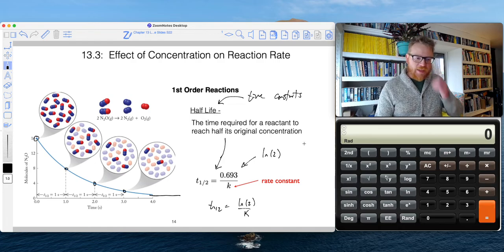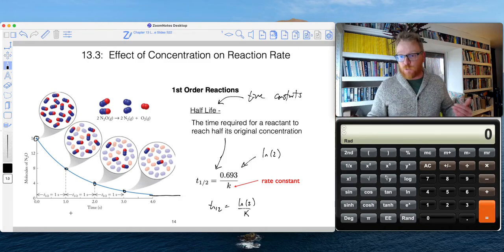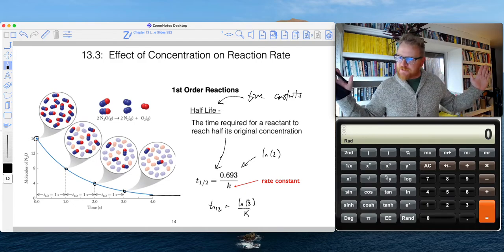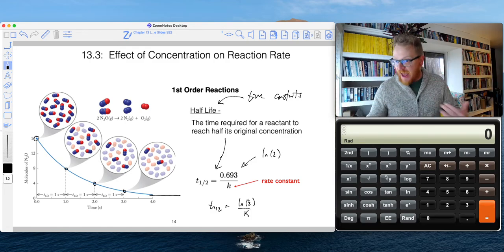All the same, it's still very useful to be able to calculate a half-life as a means of seeing how fast the reaction will be. So hopefully it makes good sense that if you have a big half-life, it's a slow reaction. And if you have a little half-life, it's a fast reaction.